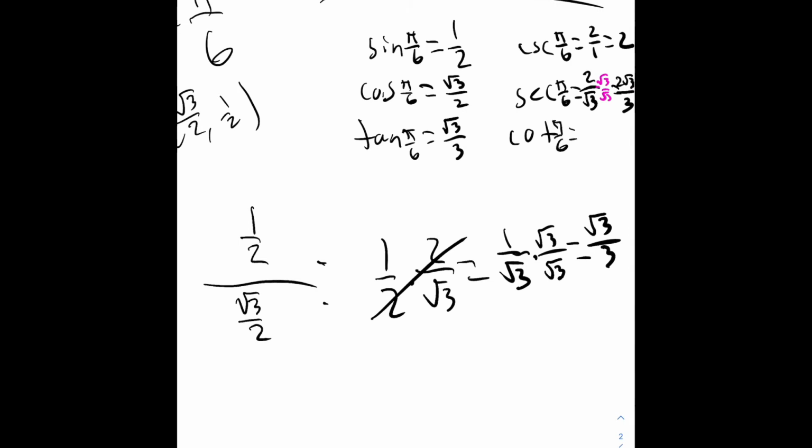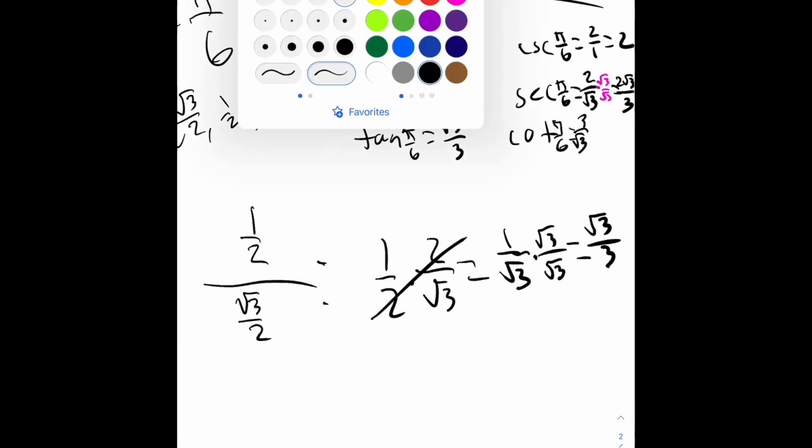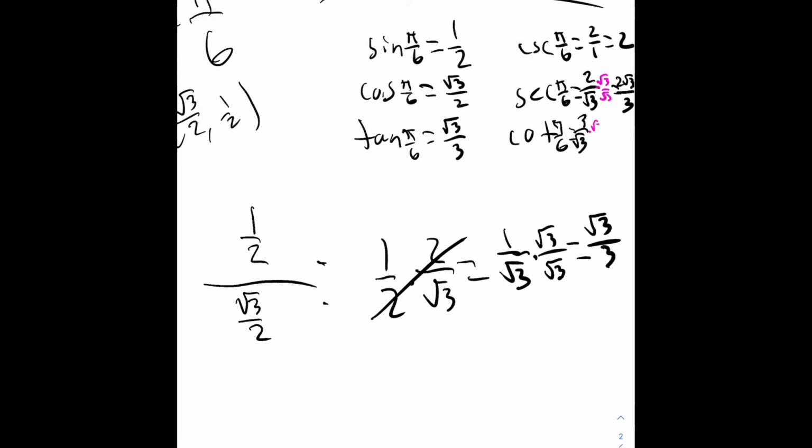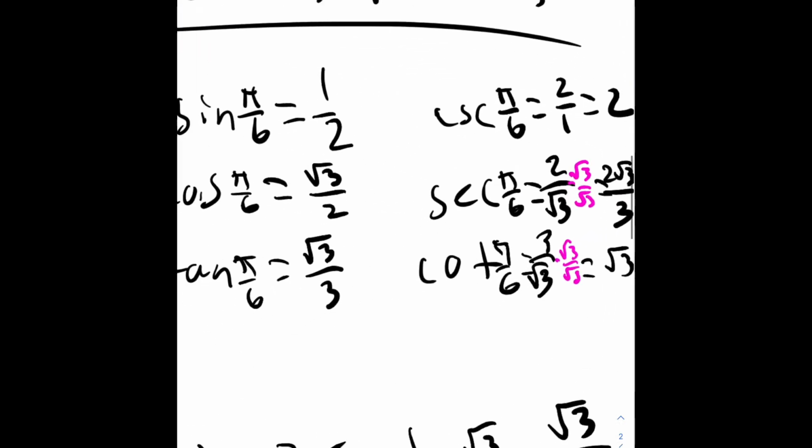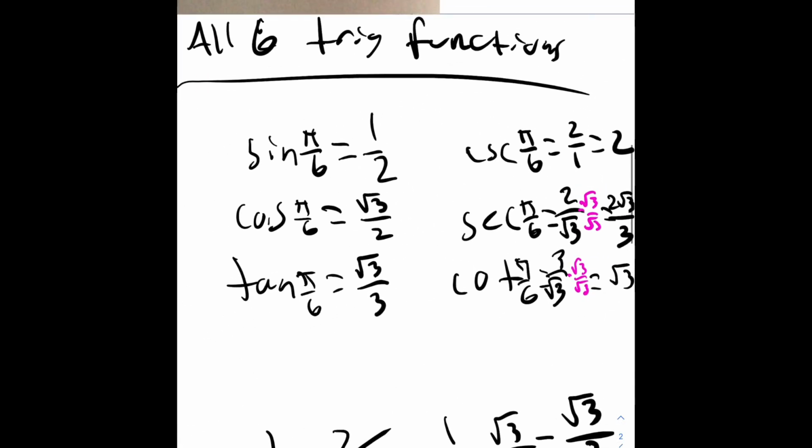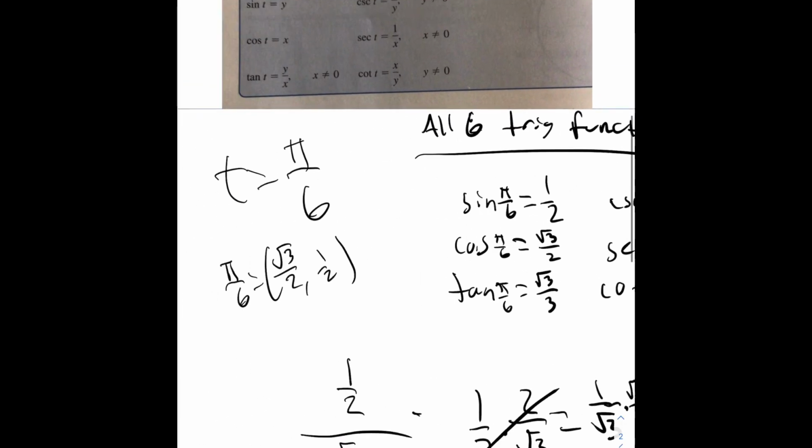And then cotangent of pi over 6, again, when you flip it, you get 3 over square root of 3. Do the same exact thing, multiply by square root of 3 over 3, but this time they're going to cancel out. And so we're going to be left with just the square root of 3. So I was able to use what I know to find all of the 6 trig functions.